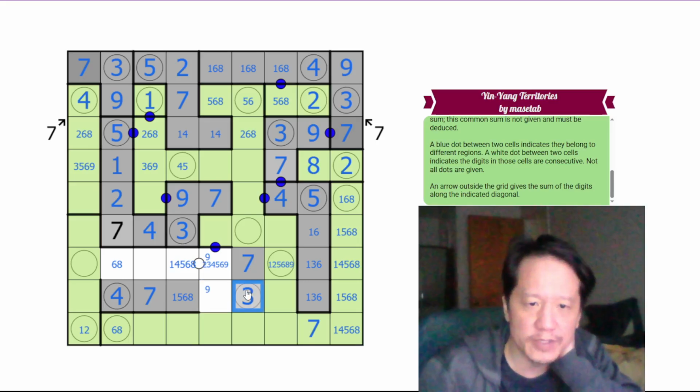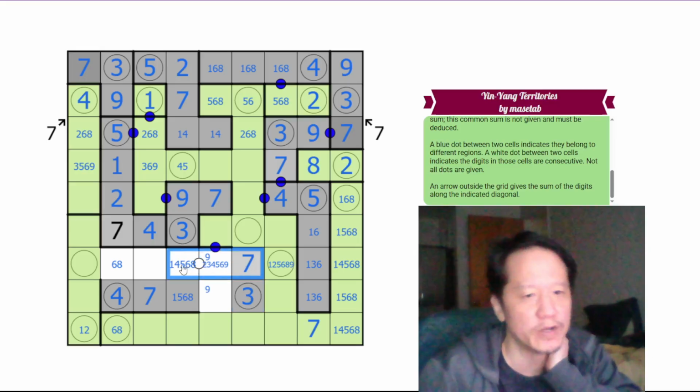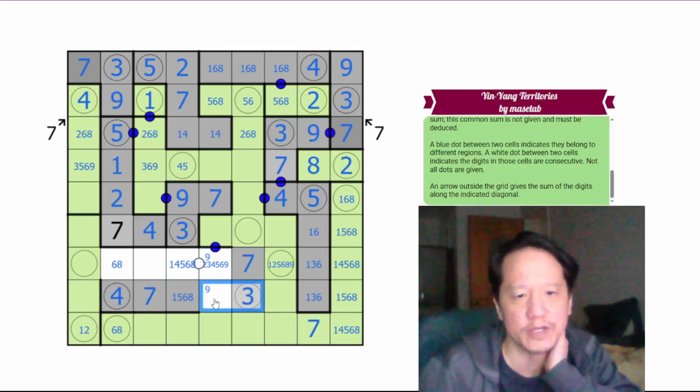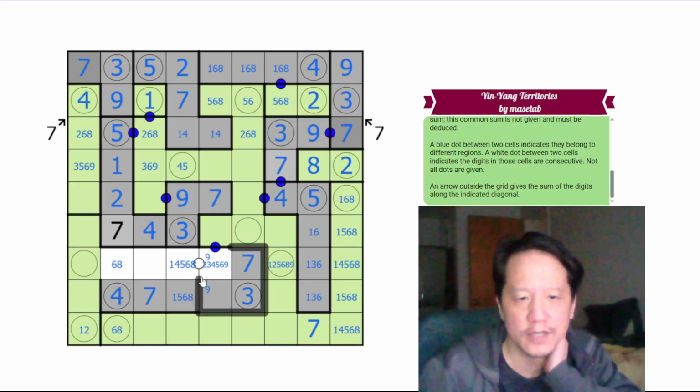But the problem is, if we have 3, 7, 9 here, that forces this to be 8. And it must orthogonally connect this way. 8, 4, and 7 already add up to 19. So it cannot connect this way. It must connect this way. So this is orthogonally connected, and this is a region.